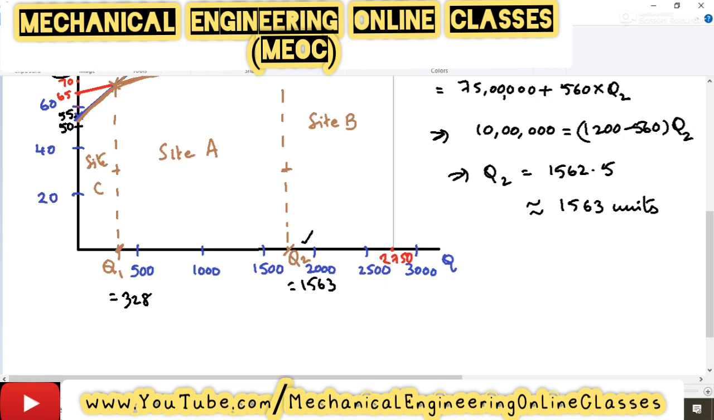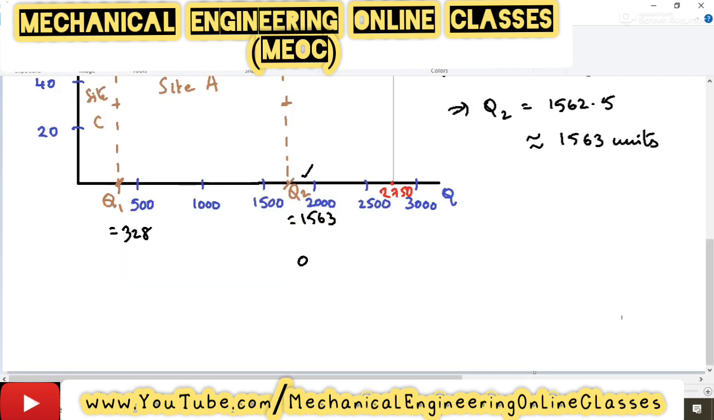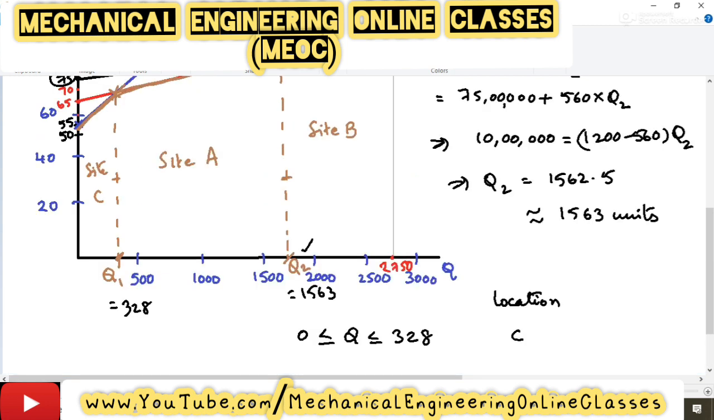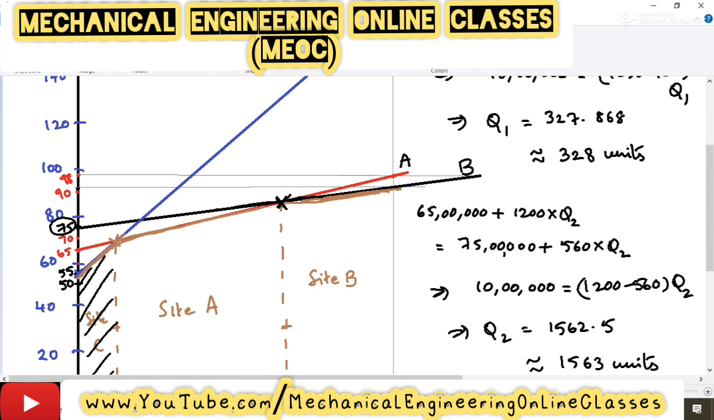So we have found out the breakup of production volumes. So until your production volume is within 0 to 328, the preferred location would be site C. So in this region, site C is showing the lowest cost. This line is the lowest, this is higher, this is also higher. So the lowest line is indicating site C.